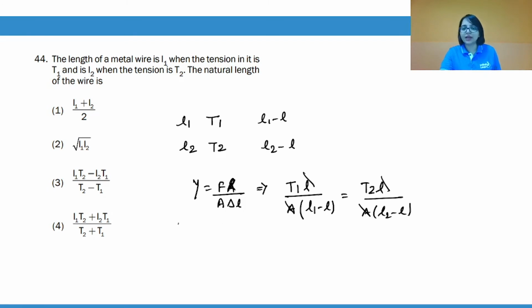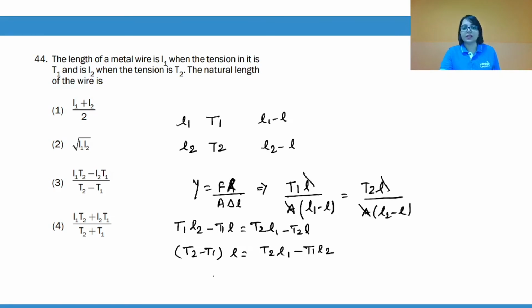You can cross multiply, so it will be T1L2 minus T1L is equals to T2L1 minus T2L, right? So it will be T2 minus T1 into L is equals to T2L1 minus T1L2, right? And L will be T2L1 minus T1L2 divided by T2 minus T1. I hope this is clear, right? So correct answer is option 3.